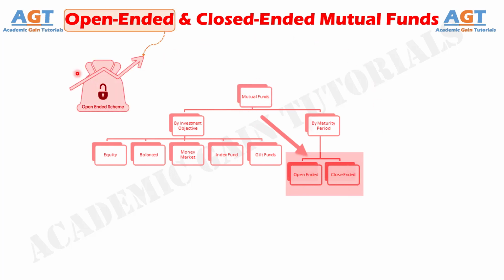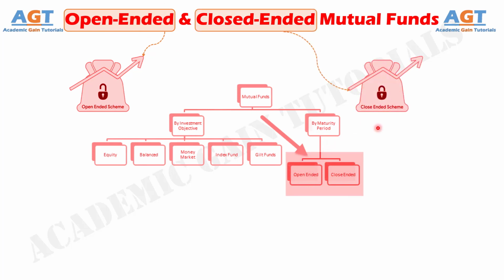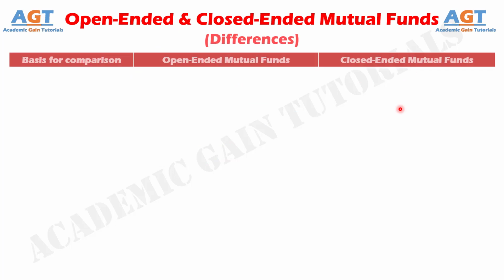Open-ended funds, as the name suggests, are the type of mutual funds wherein the investor can enter and exit anytime. On the other hand, closed-ended funds are the ones which the investor can buy during the IPO or from the stock exchange after they are quoted. So, let's look into the basic differences between open-ended and closed-ended mutual funds in a tabular form.